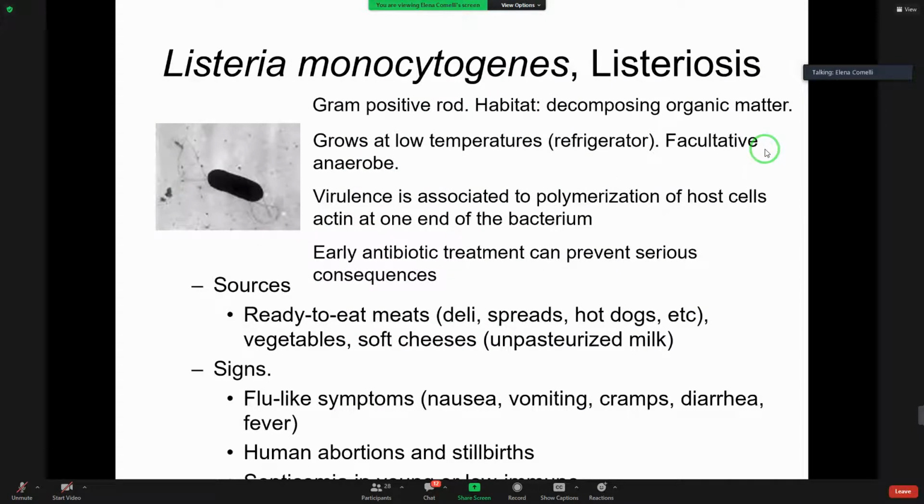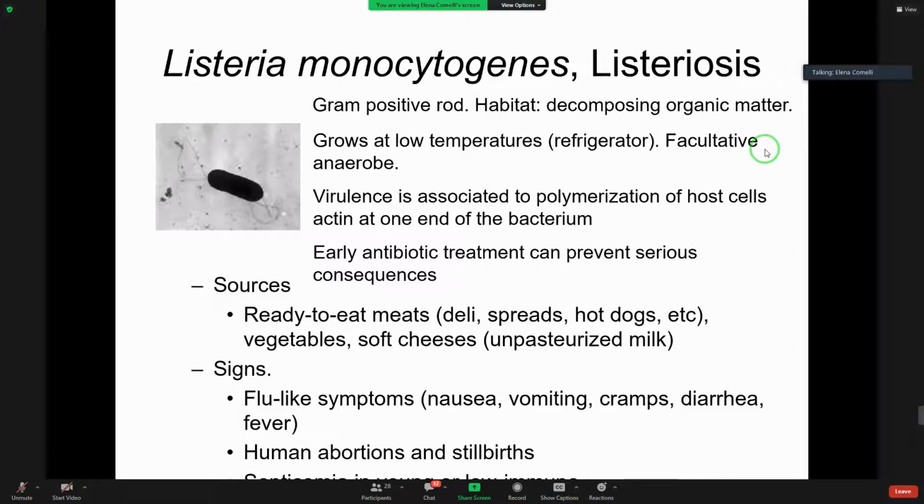Now, Listeria monocytogenes causes a disease called listeriosis. Listeria is a gram-positive rod, and its habitat, in fact, is decomposing organic matter. This bacterium grows at low temperatures, so it would survive in the refrigerator.